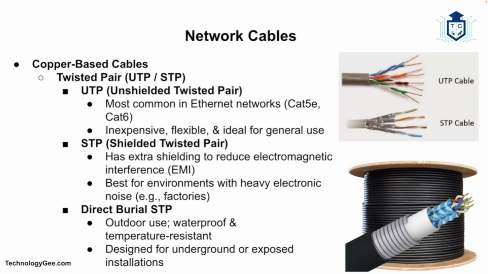Within twisted pair, you have what is called unshielded twisted pair. This is the most common form used in Ethernet networks because it's inexpensive and flexible. You have what is called shielded twisted pair, which has an extra layer of shielding to reduce electromagnetic interference, and this is ideal for environments with a lot of electronic noise.